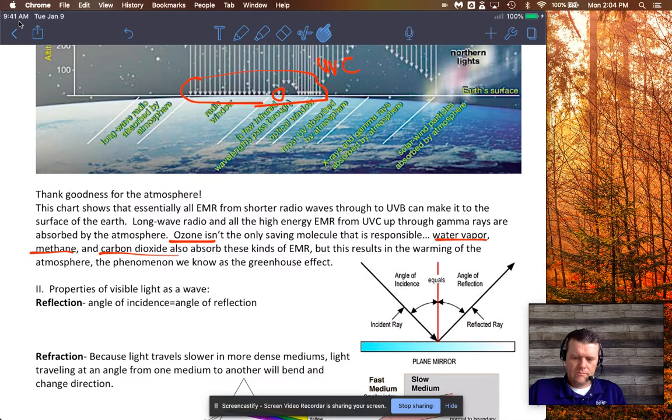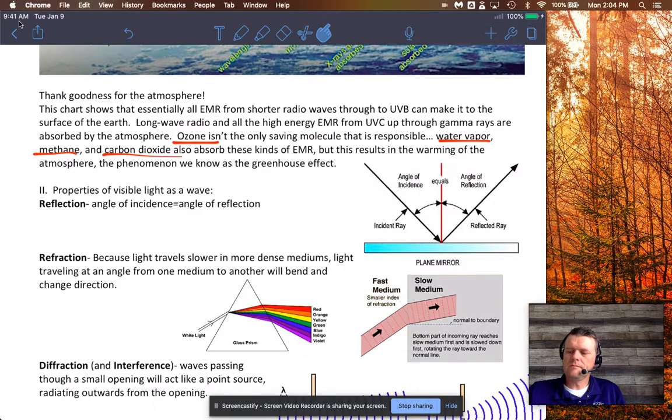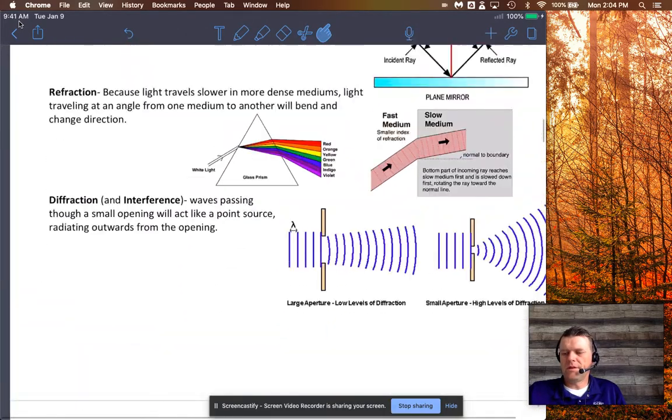So that leads us to some properties of light that you just need to know. There's lots of math behind all of them, but we don't need to know the math. You just need to know the basic principles. There are 5 of them. Well, basically there's 4, but 2 of them are combined.